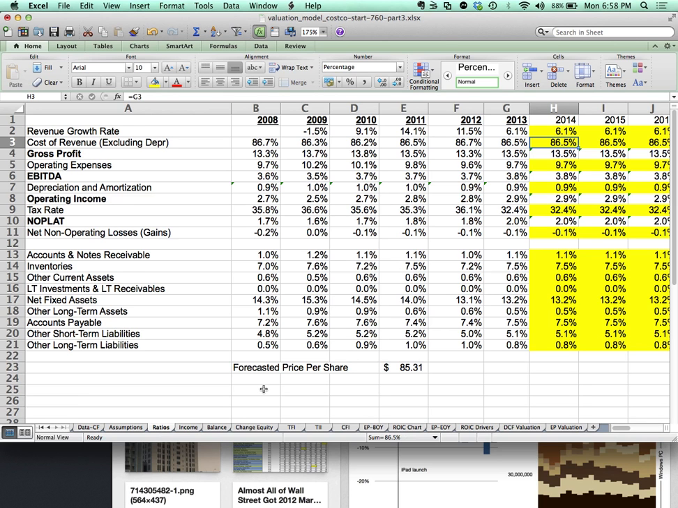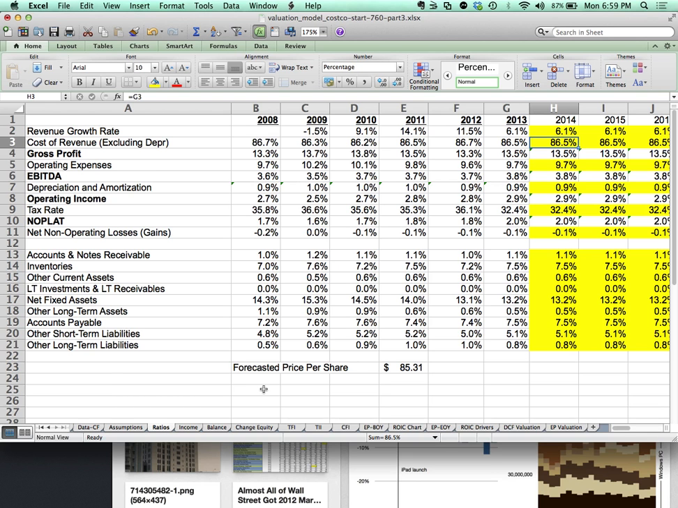Now, there are 20 ratios that we can change. And that's a lot of ratios to be forecasting. So here's how I'm going to simplify it. This is the 80-20 rule. There's 3 ratios that matter more than anything else. So instead of changing 20 ratios, we're going to focus on changing 3 ratios to do our valuations, because these are the ones that matter most.